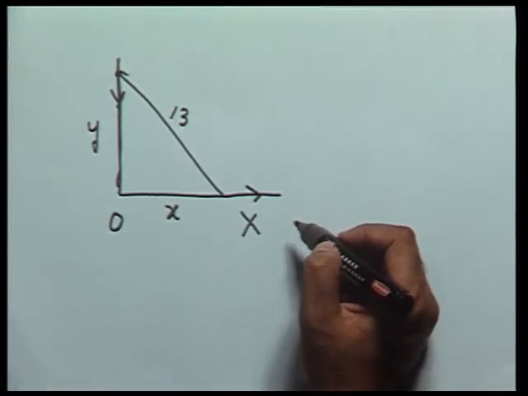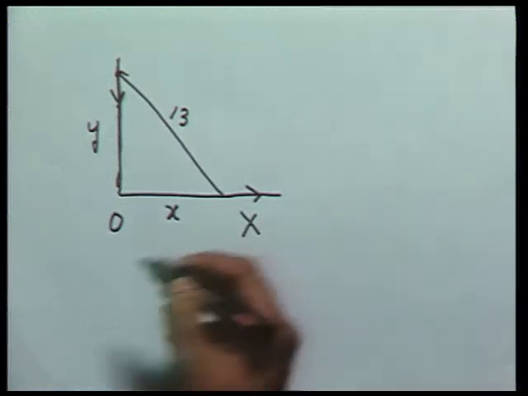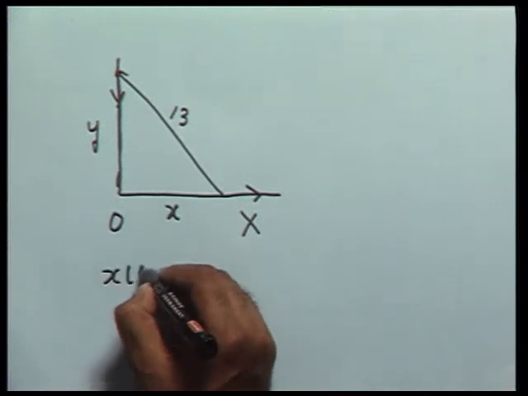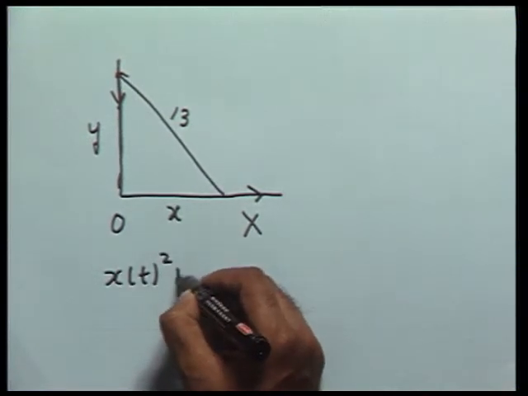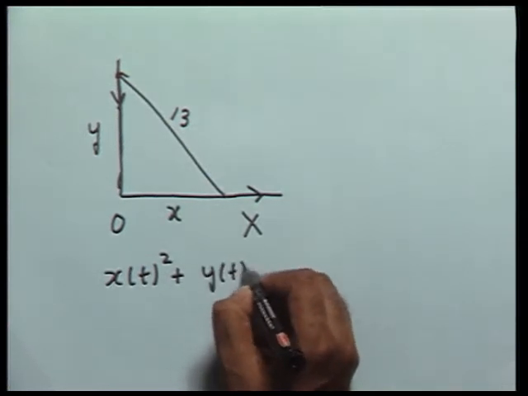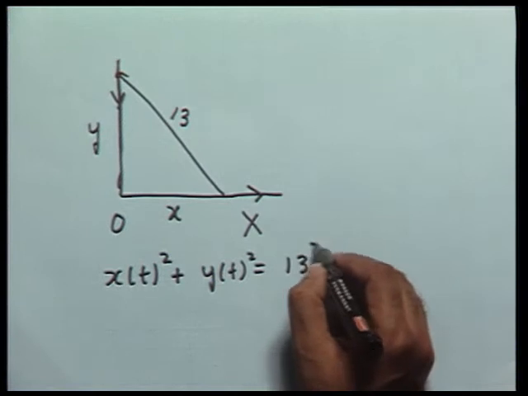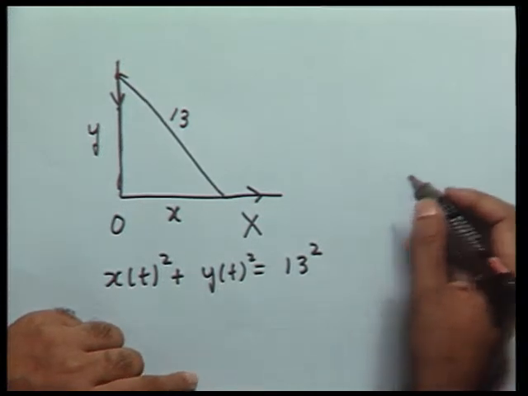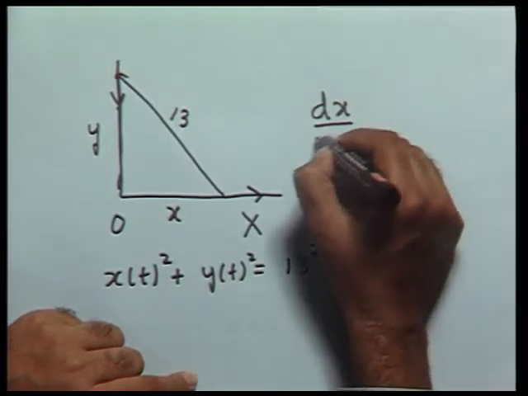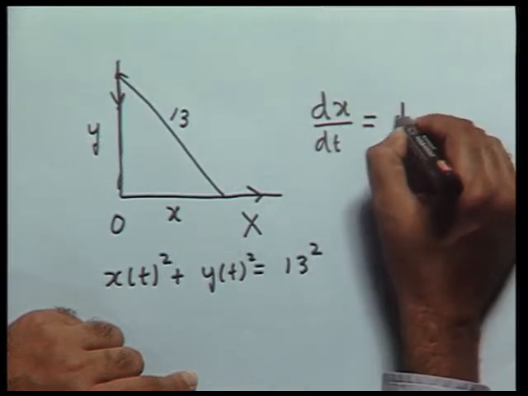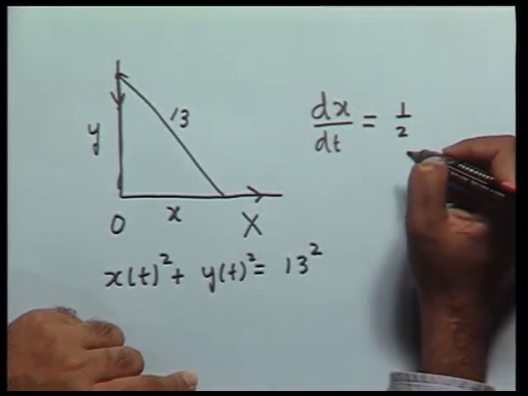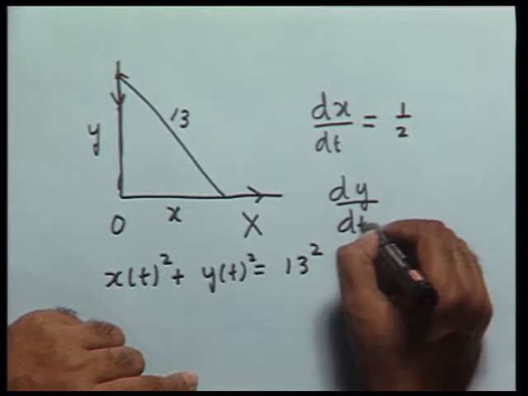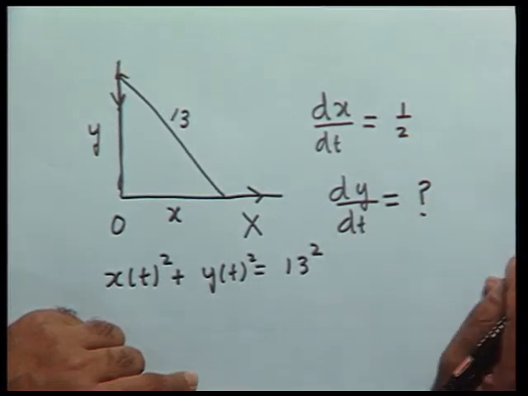We know that the base is being pulled away at the rate of half feet per second. So, of course, x is a function of time, so is y, and how are they linked? By Pythagoras' theorem, at any instant of time t, x(t) square plus y(t) square is equal to 13 square. Also, I am told that dx by dt is equal to half. That is given to me. And I need to find dy by dt, the rate at which this is descending. That is what I need to find.